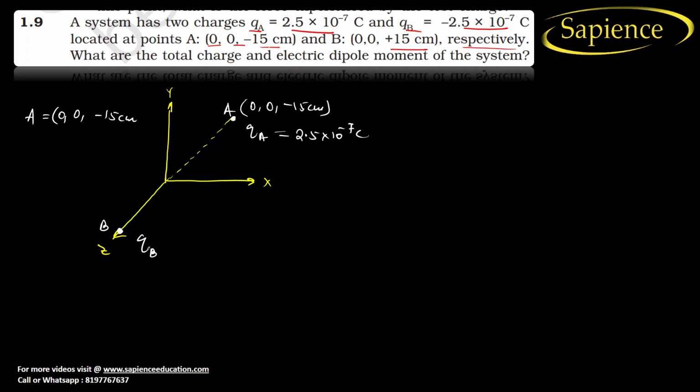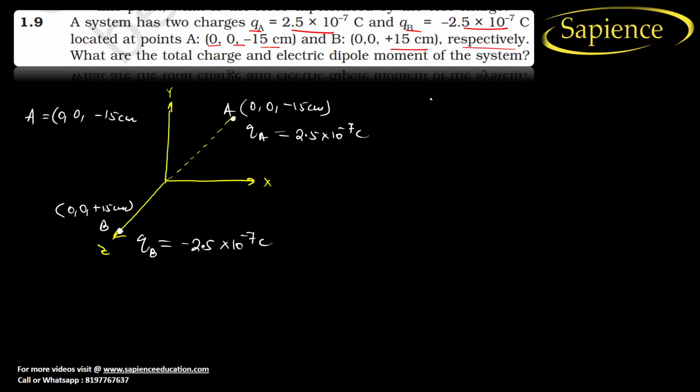So QB is equal to minus 2.5 into 10 to the power minus 7 Coulomb, right? And if you want to check the location, so location will be how much? So this is 0, 0 plus 15 centimeter, right? So I hope you have understood this one.